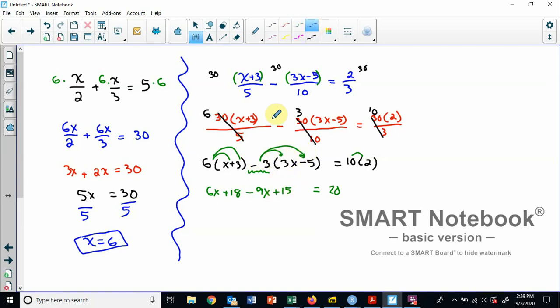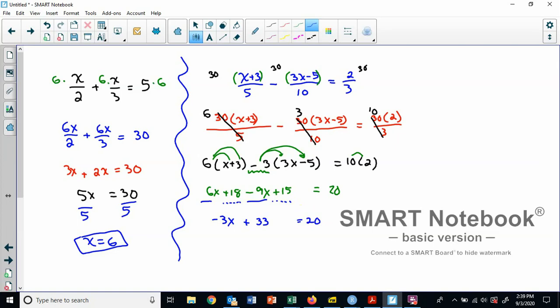Now I can combine like terms. Let's see, 6x minus 9x is negative 3x, and plus 18 plus 15, that is, what is that, 33? Yeah, 33 equals 20. So now I have simplified. I've killed off fractions. I've simplified. My x's are only on the left. I can now finally solve.